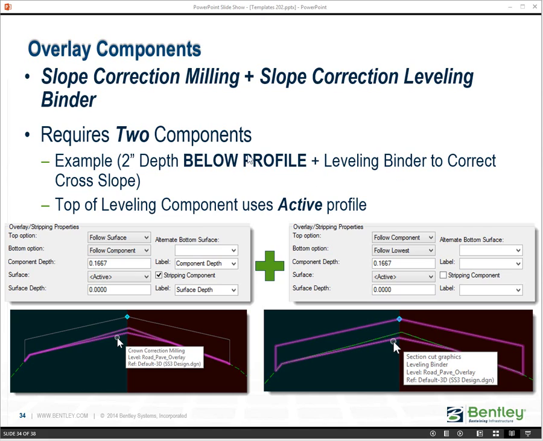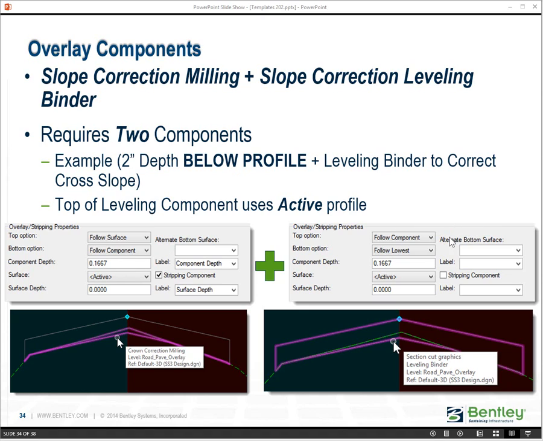And so in this example, we're going to use two components where the milling is going to correct the crown where it can. And I say where it can because the bottom is going to be 2 inches below the top of the component. So sometimes it will be milling and sometimes it will be tracing the ground, just depending on the depth below profile.